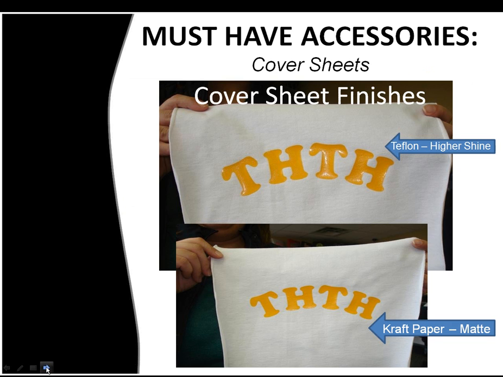Okay, and I'm going to show you, here is a photograph that we did before with the difference of the cover sheets. So the Teflon is the one on the top, and you can see the shine in it. And then you have your craft paper, which is the one below that has the matte dull finish. And this was with gold thermofilm letters so that you can see the differences in the two.